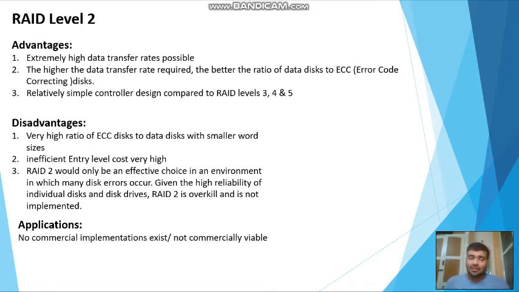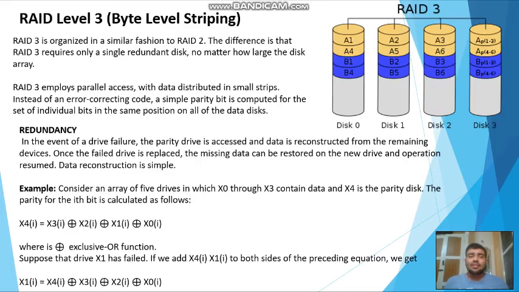Having considered all of this, and seeing that the disadvantages and the costs are too high compared to the advantages, we see no commercial implementation that exists right now, or this is not commercially feasible. So let's move on to an improvement on RAID level 2, which we know as RAID level 3.